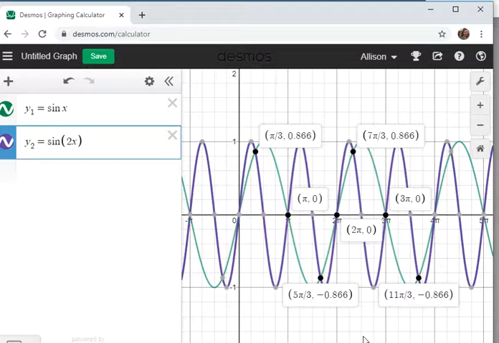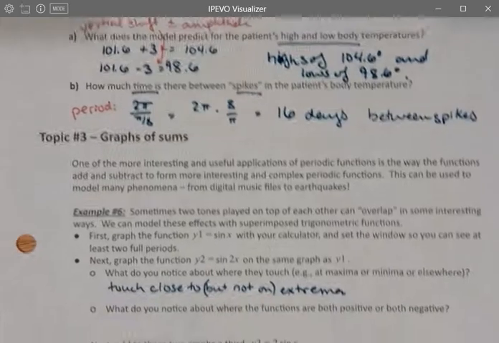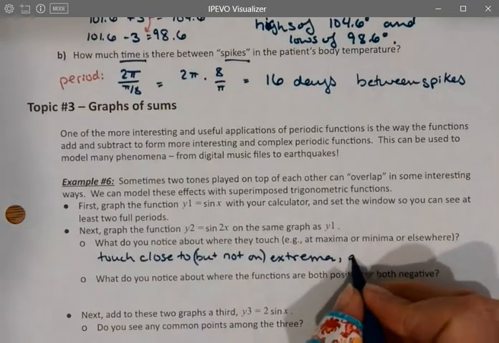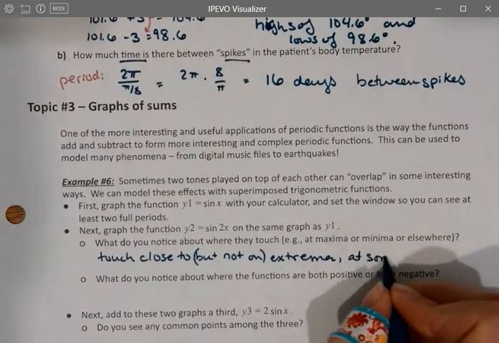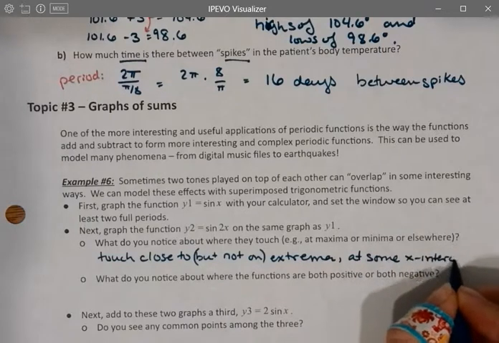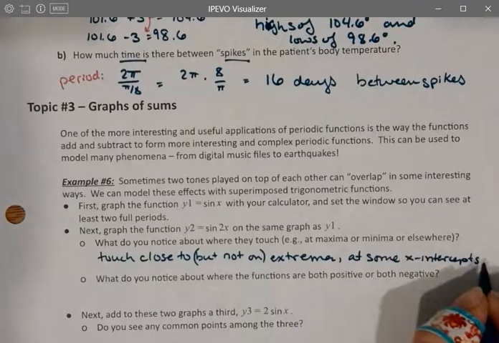And we can also say that they have some of the same x-intercepts. Not all of them. There's an x-intercept here that is not reached, but every other one we do reach. So I'm writing this down again. So they touch close to, but not on the extrema, and at some x-intercepts. Not all. So we notice that.